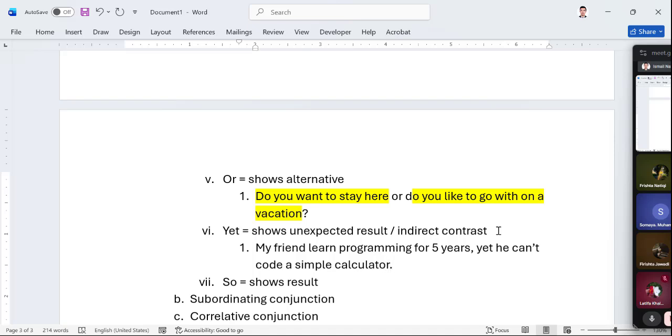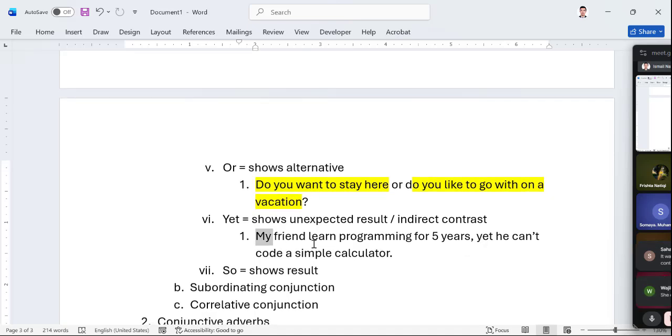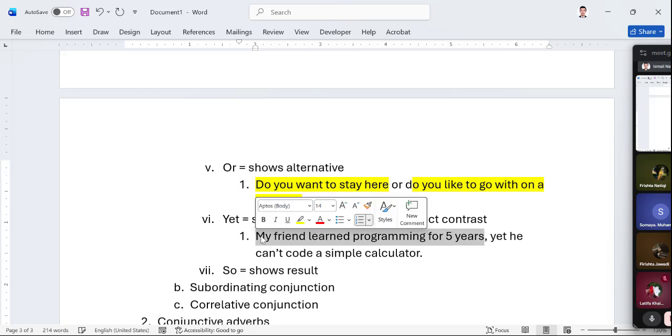So what does it show? Look, when you use yet, it means the result is unexpected. My friend learned coding, or learned programming. Here we have learned programming for 5 years. So when someone learns coding for 5 years, what do you expect from them? You expect them to be able to code very well. It is an expectation, the right expectation.